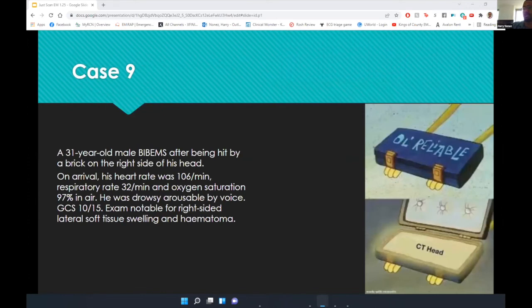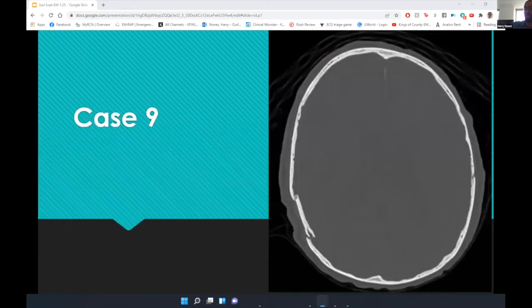All right, case 9. You have a 31-year-old male brought in by EMS after being hit by a brick on the right side of his head. His heart rate's 106, respiratory rate's 32, oxygen saturation is good at 97%. He's drowsy, arousable by voice. GCS is like 10. His exam's notable for right-sided lateral soft tissue swelling and hematoma. All right, so anyone want to tell me what they see?